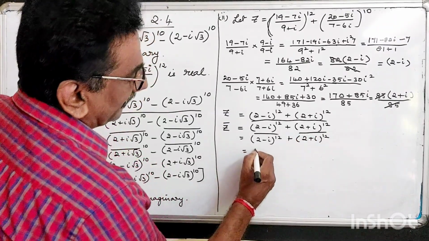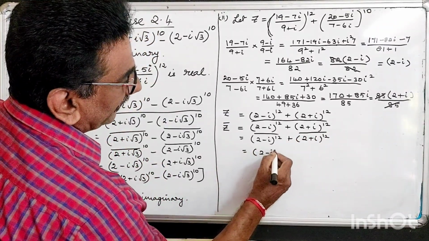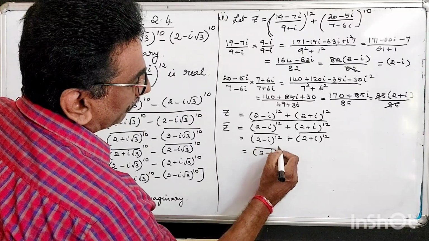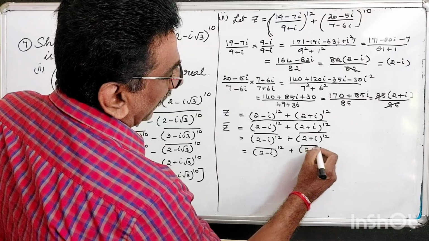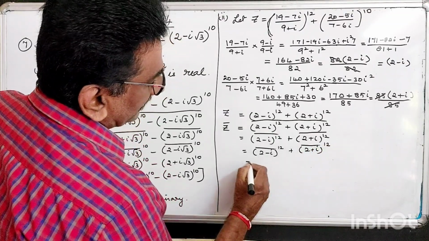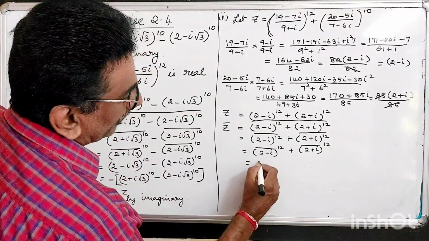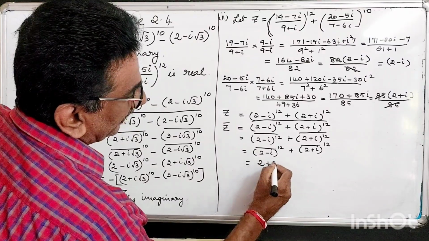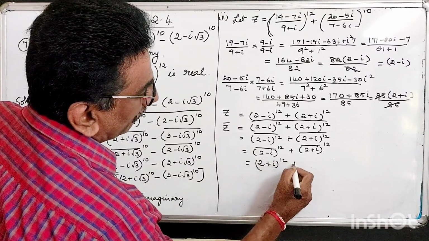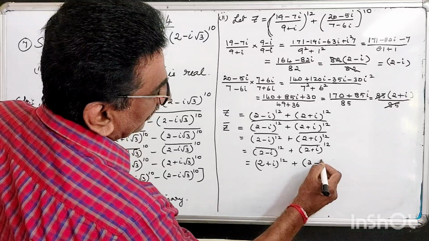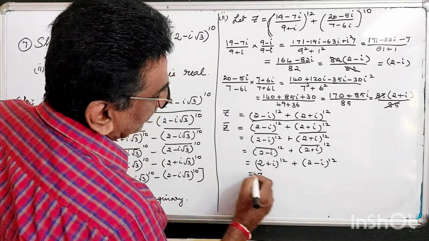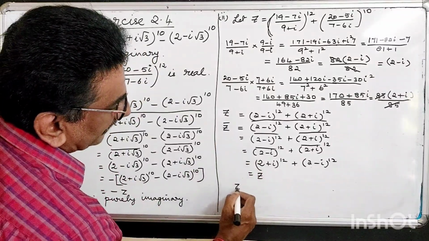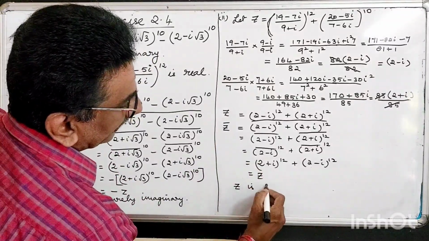Then I bring the power outside. 2 minus i whole bar power 12 plus 2 plus i bar to the power 12, which is, what is the conjugate of 2 minus i, which is 2 plus i whole power 12 plus 2 minus i whole power 12, which is equal to Z. Z bar is equal to Z. Now what is Z? Z is real.